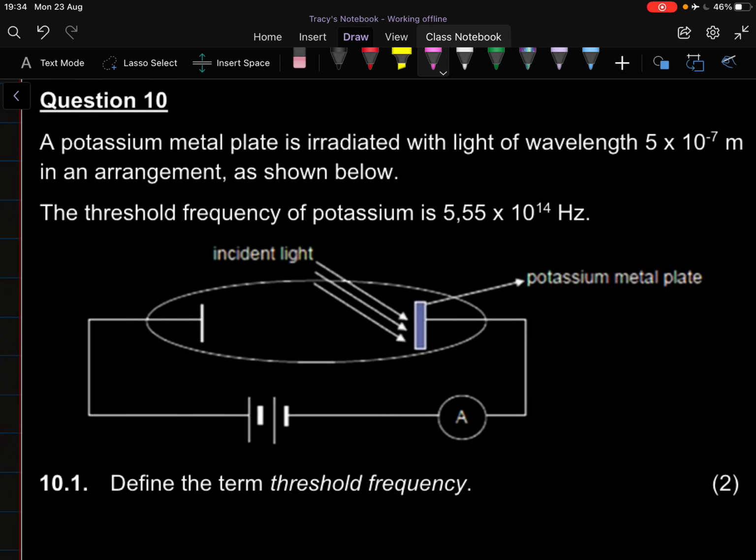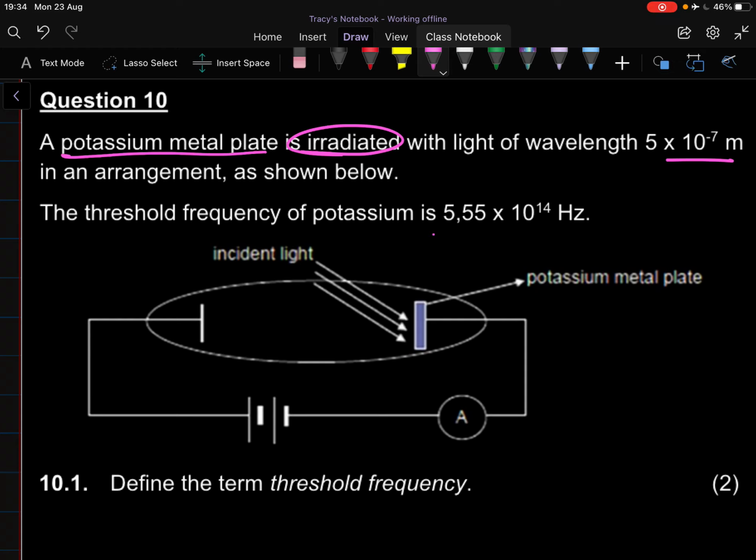Let's do question 10 of the optical phenomena worksheet. I didn't state where I got this from, so I can't remember. Anyway, a potassium metal plate is irradiated. That just means we shine light on the metal, with a wavelength of 5 times 10 to the minus 7. We like this question because they've already converted to meters, which is great.